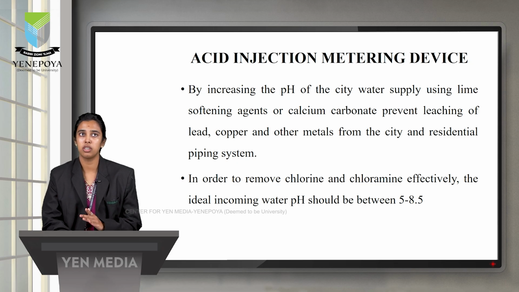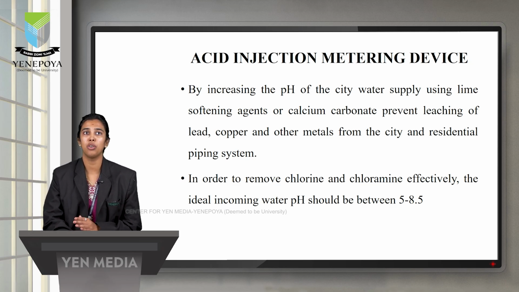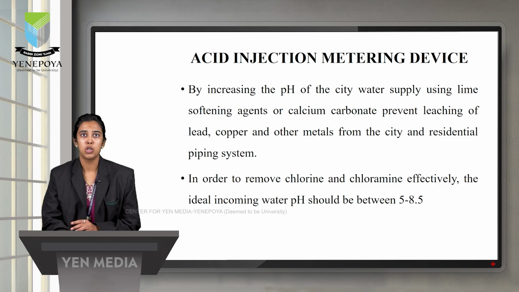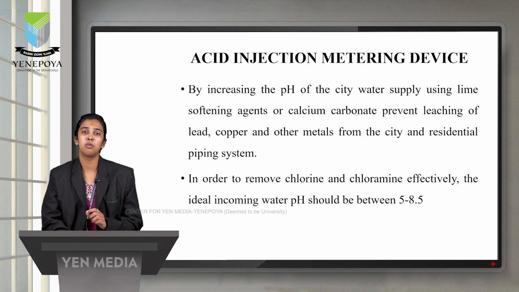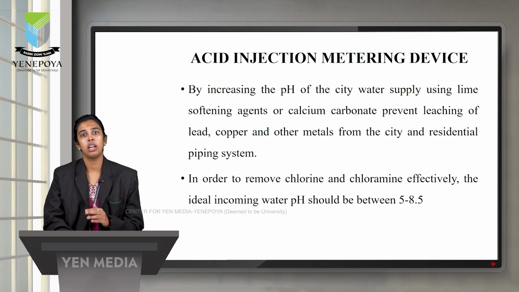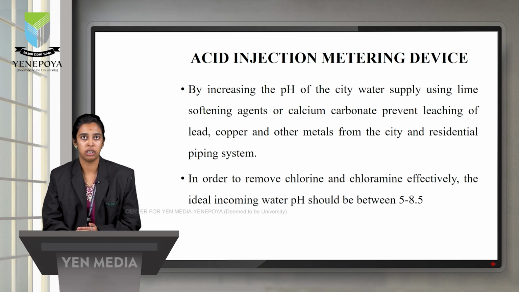So that is what is said here. By increasing the pH of the city water supply using lime softening agents or calcium carbonate, this is used to prevent leaching of lead, copper and other metals from the city and residential piping system. In order to remove chlorine and chloramine effectively, we have to maintain the pH of 5 to 8.5. But if the pH is more alkaline, we couldn't remove the chlorine and chloramine. So we should maintain the pH.